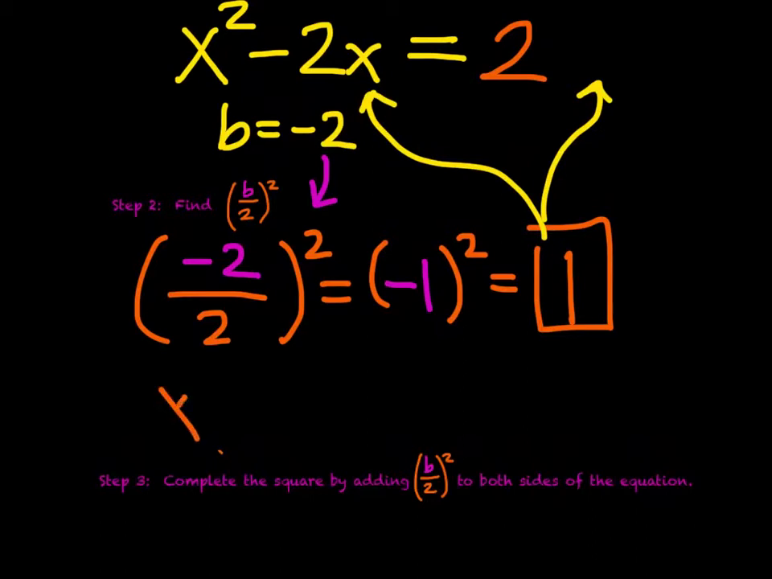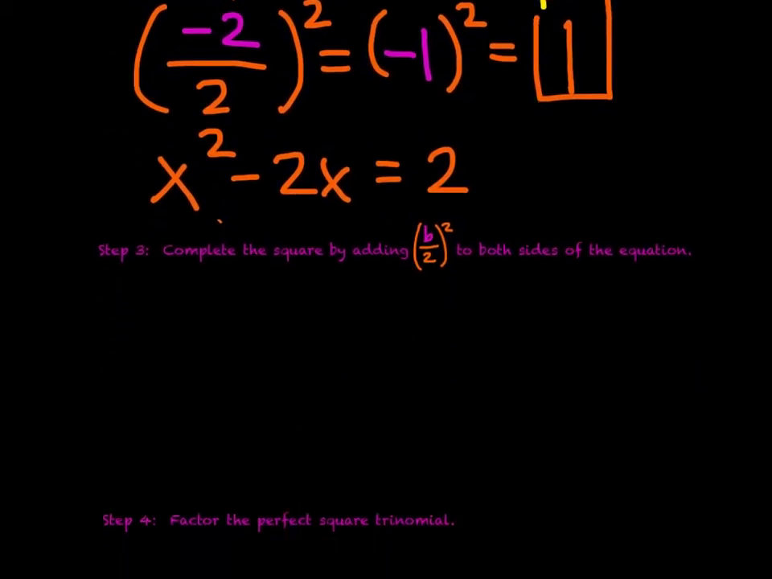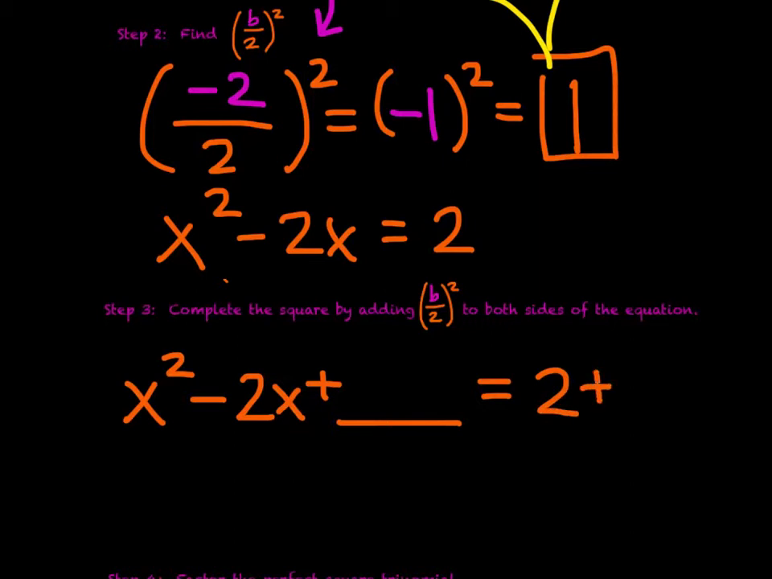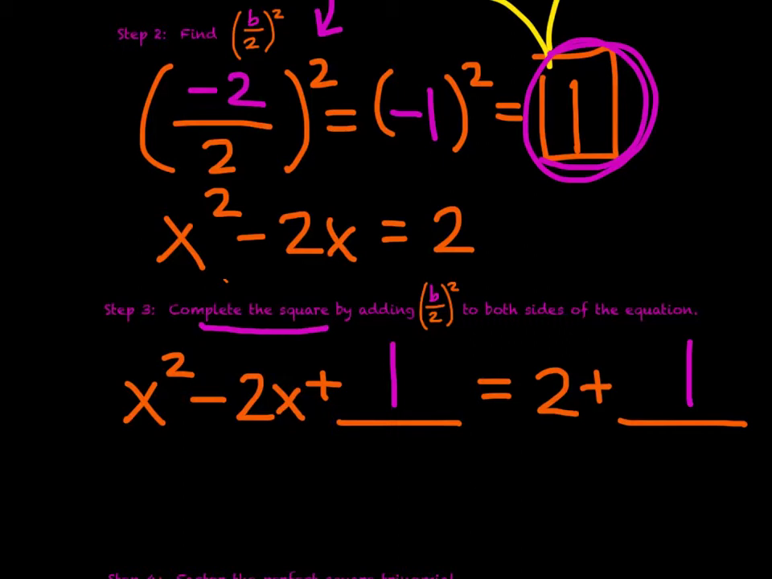So let's rewrite our equation. We have x squared minus 2x is equal to 2. And so we're going to add this b divided by 2 squared to each side. So we have x squared minus 2x. I'm going to leave a space right there for our new information that we're going to add, plus, is equal to 2. We're going to add that new information, and here is the information we're going to add. We're just going to add a 1 to each side. So we've now completed the square by adding this b divided by 2 squared to both sides of the equation.